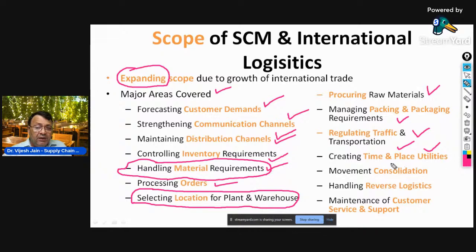So the time and place utilities of the customers will help in securing the profits for the businesses. Movement consolidation. So not only the consolidation of the goods, but also the consolidation of the services that is becoming part of the supply chain management, international supply chain management, international logistics, and handling of the reverse logistics. That is becoming more and more important in today's world.